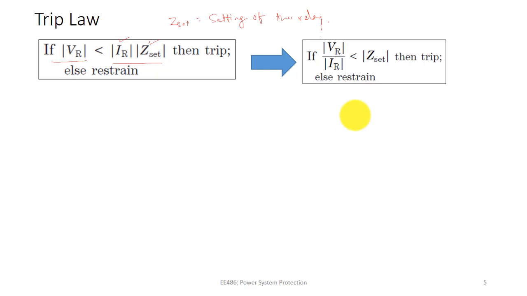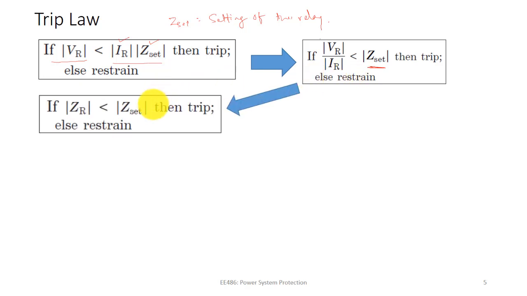So from this equation, if VR by IR is less than Z set, which is the setting of the relay, then it will trip, or else it will restrain. From this I will say that if ZR is less than Z set, then it will trip, or else restrain. ZR is the impedance seen by the relay, and Z set is the setting value of the relay.